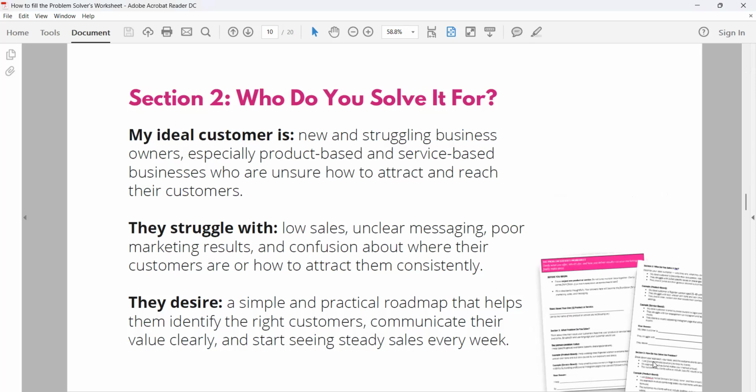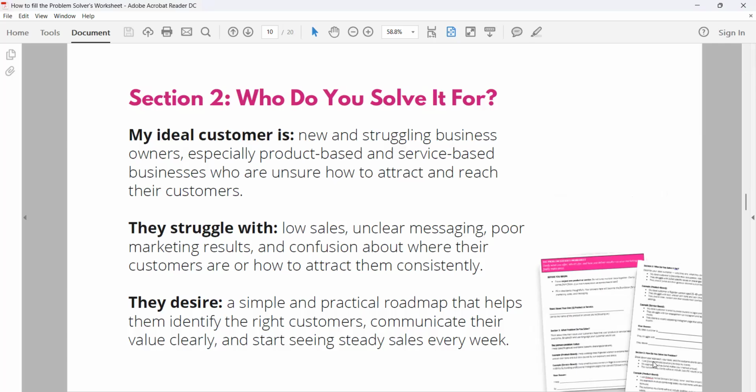Section 2, who do I solve this problem for? My ideal customer is new business owners or business owners that are struggling, especially product-based and service-based businesses who are struggling to attract customers, who are unsure of how to attract customers and reach these people with their product or service. They struggle with low sales. They struggle with unclear messaging. They struggle with poor marketing results. They are confused about where their customers are and how to attract them consistently.